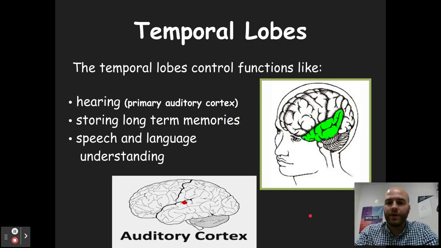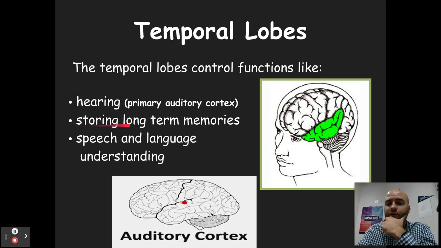Our third lobe of the brain is the temporal lobe that runs right along your temple, aptly named. And this makes sense when you think about the location, it is responsible for hearing. It has our primary auditory cortex within it. And it also stores long-term memories and deals with speech and language understanding. So hearing, obviously it's close to our ear, our auditory canal. It's a short trip to get to the temporal lobe to process that information.